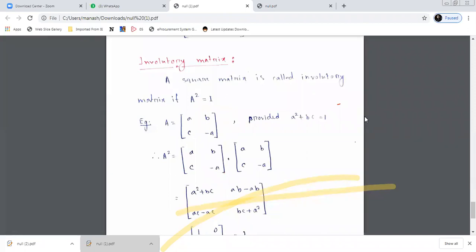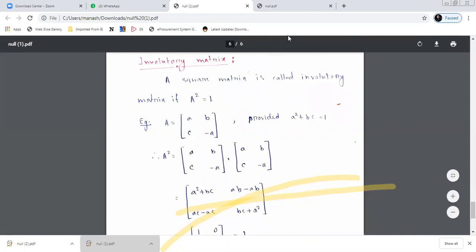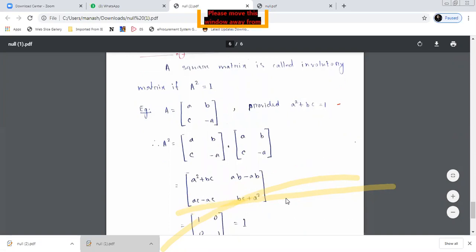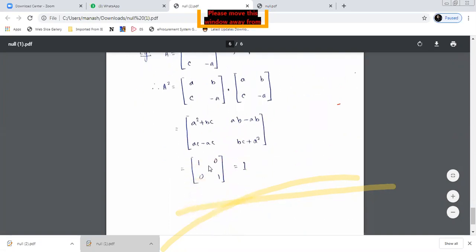Involutory matrix. A square matrix is called an involutory matrix if A square is equal to I. If A square is equal to I, then the matrix is called involutory matrix. So I give one example here. A is given, A square, we got this one. Here one condition is given, A square plus BC equal to 1. So by using this, you got A square equal to I. This type of matrix is called involutory matrix.